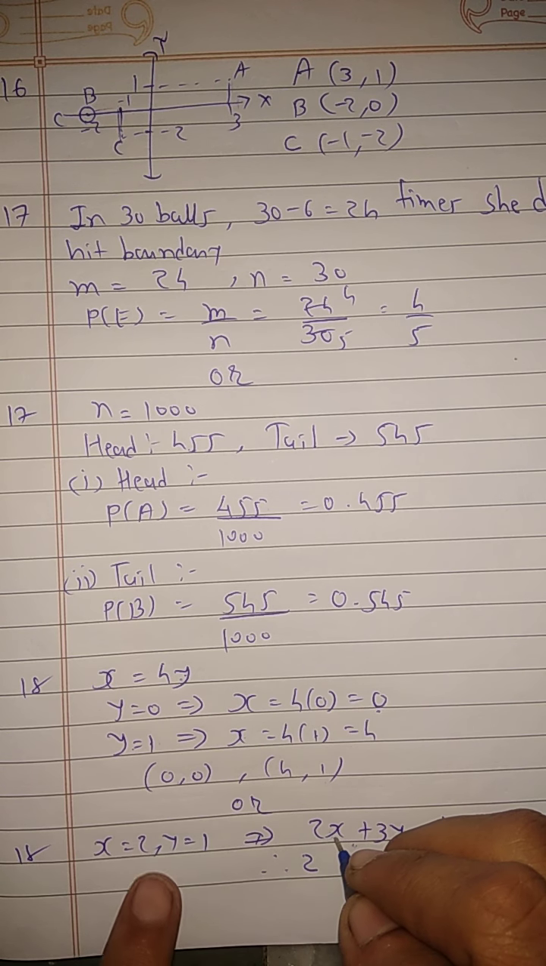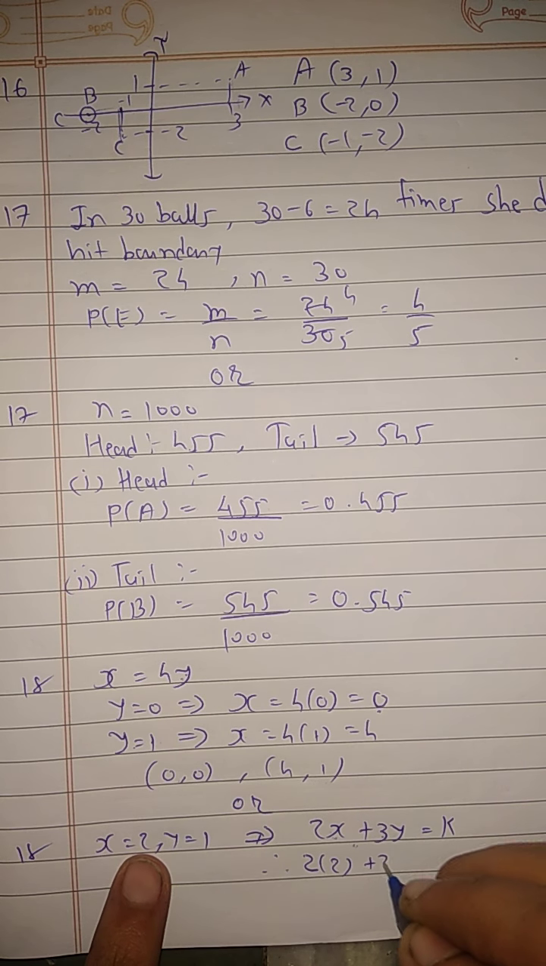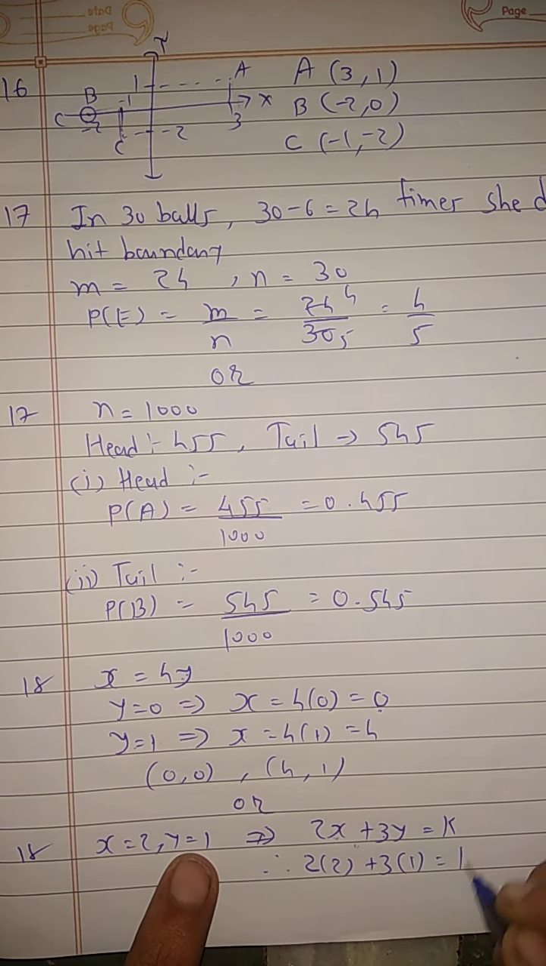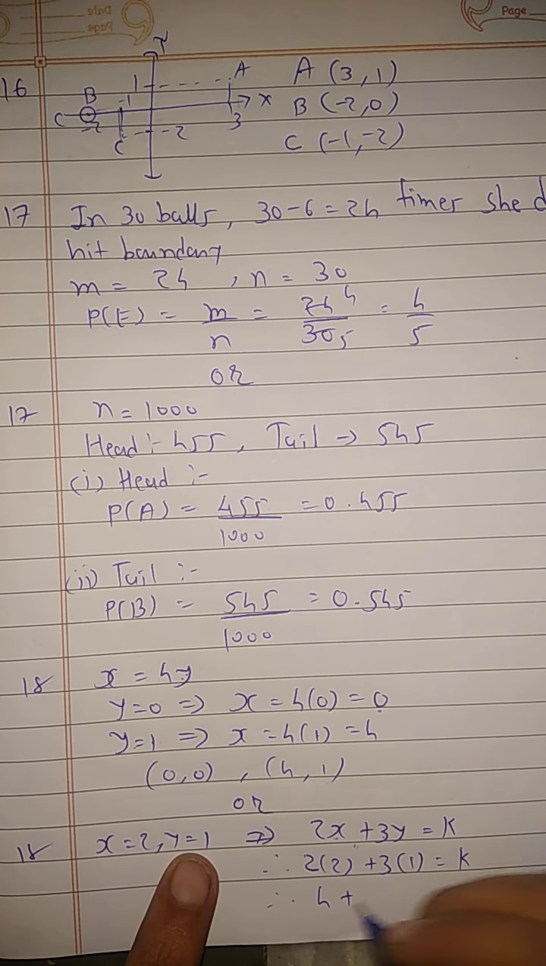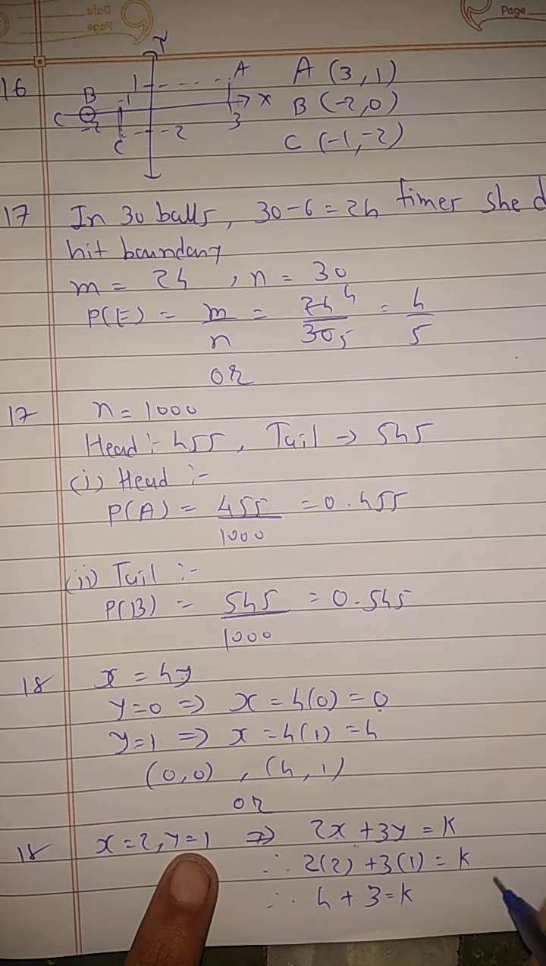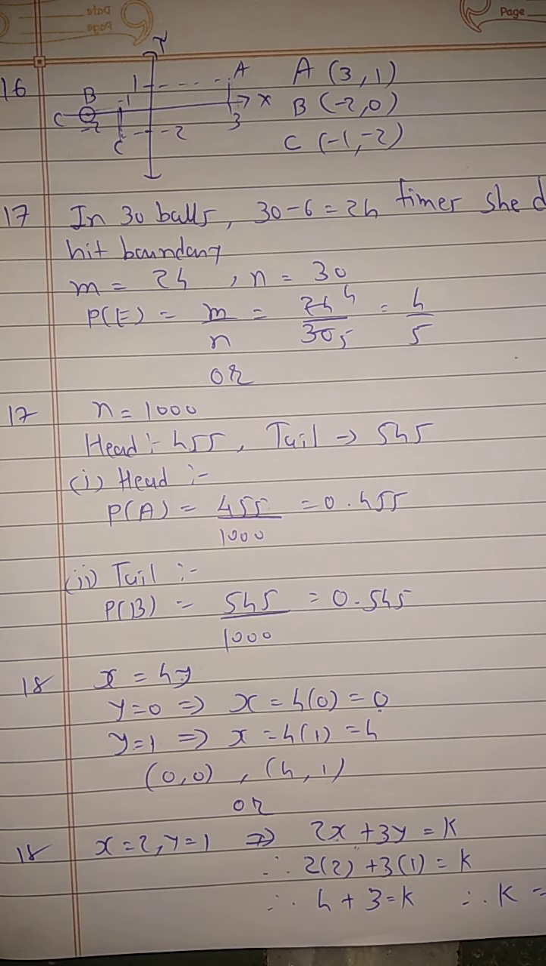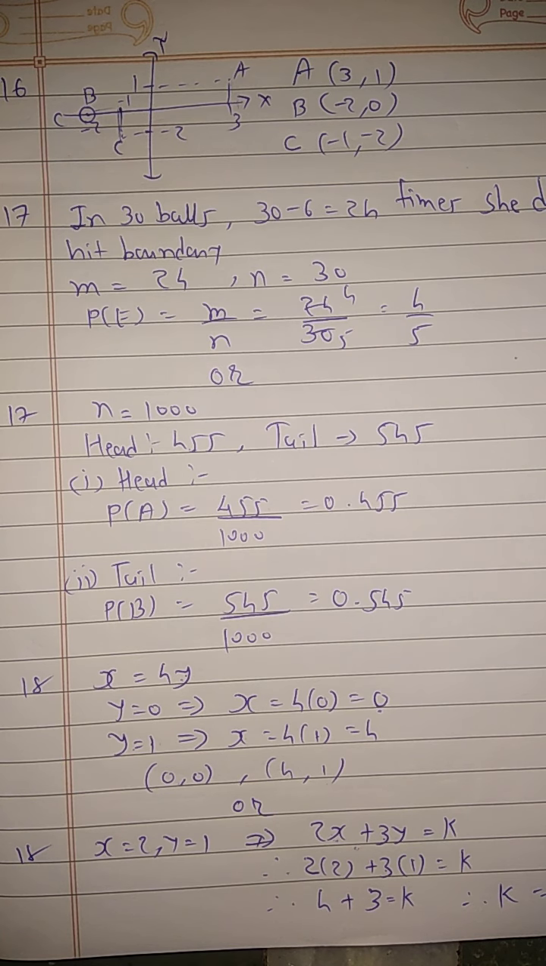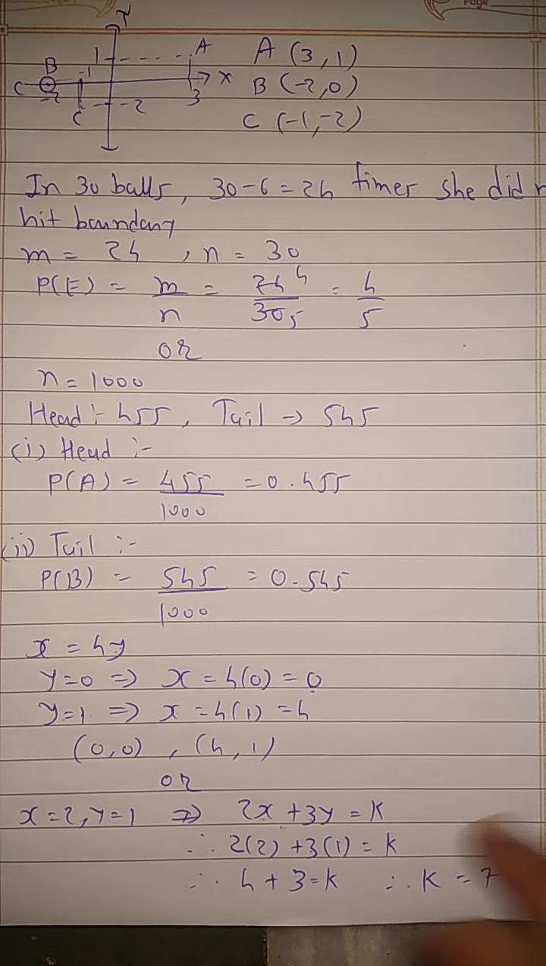Okay, so 2 here in place of x, 2, 3 in place of y, 1 is equal to k. 2 2s are 4, 3 1s are 3 is equal to k. So k is equal to 4 plus 3, 7. So in this way we will get the value of k. Okay, k is equal to 7.